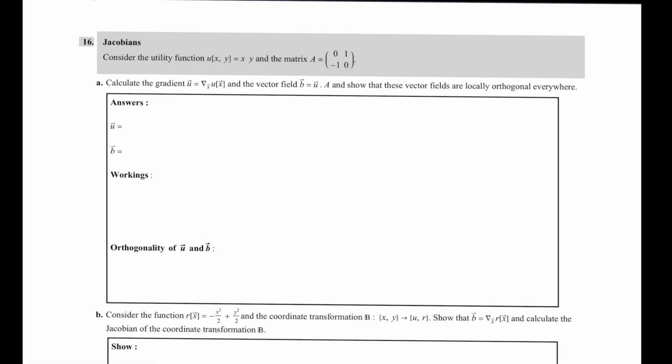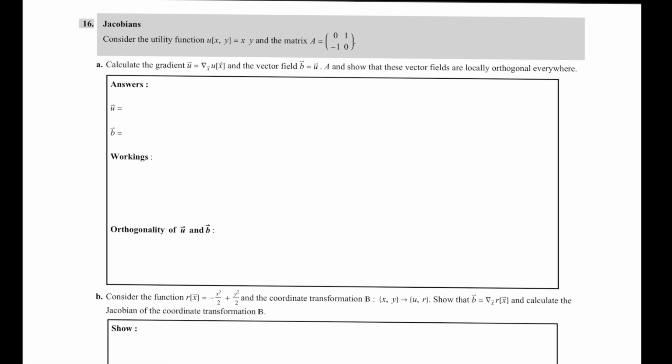to 16, Jacobians. Consider the utility function u of x comma y is equal to x multiplied by y, and the matrix A, which is 0, 1, minus 1, 0. Calculate the gradient of this utility function and the vector field, which is the gradient of this utility function multiplied by the matrix A, and show that these vector fields are locally orthogonal everywhere.